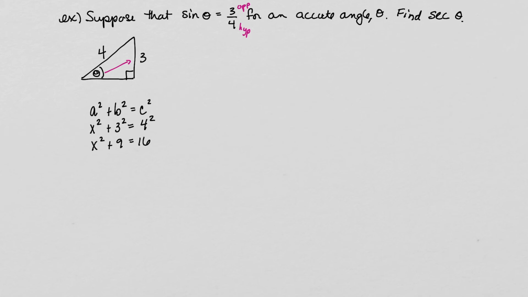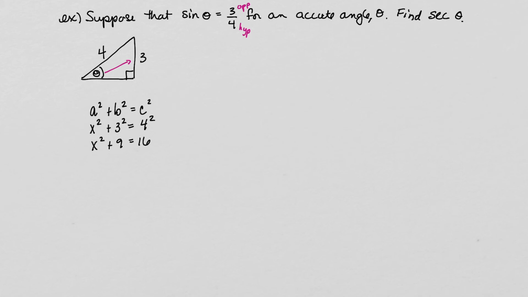Oh, yeah, I know what you're talking about, Jade. So Jade asked, would the adjacent be 5 because of the 3, 4, 5 triangle, the special right triangle? That's only if the 3 and the 4 are the legs of the triangle. So in this case, the 4 is the hypotenuse. Remember, the hypotenuse always has to be the longest side in the triangle. So this is not a 3, 4, 5 triangle. If the 4 was a leg, then it would be a 3, 4, 5 triangle.